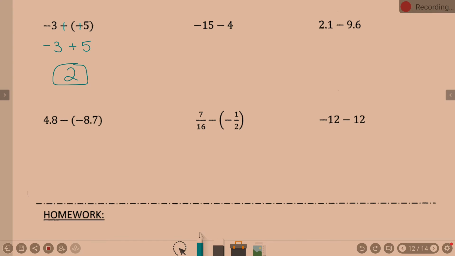Okay, another one. -15 minus 4. I'm going to suggest I see a subtraction sign, so keep what? Keep -15. Change subtraction to addition. And what's the opposite of 4? -4. So now I'm looking at -15 plus -4 is what that just became.